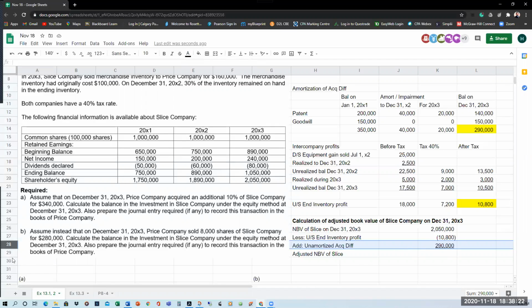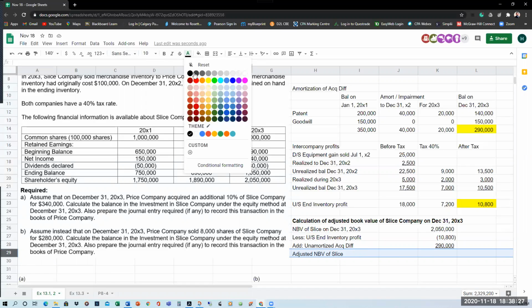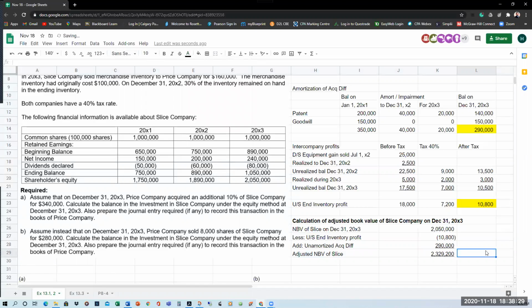So adding it all up, we get an adjusted net book value of Slice of 2,329,200. This is the dollar amount we will use to calculate if Price Company had any kind of gain or loss when they acquired an extra 10% of Slice Company, paying $340,000.